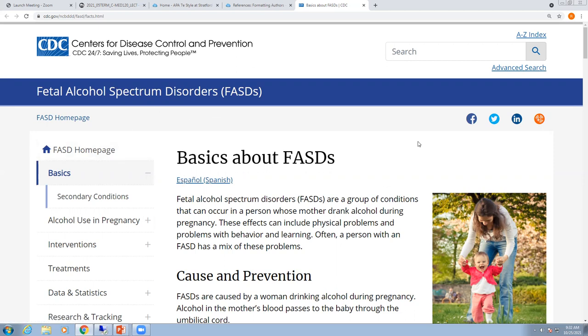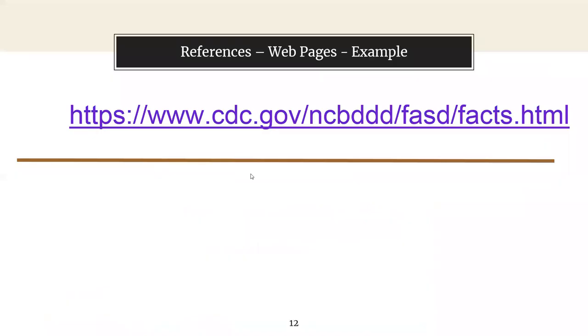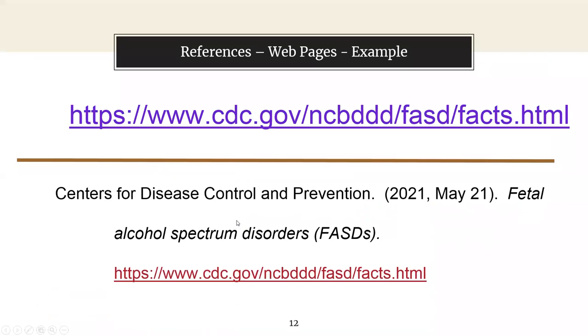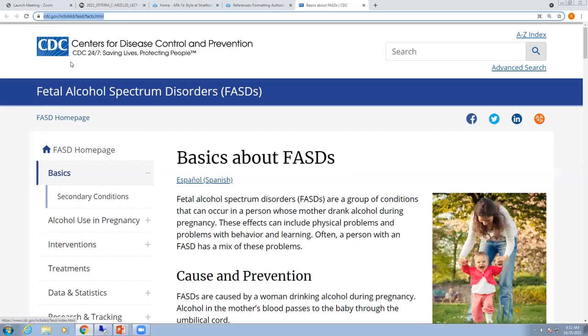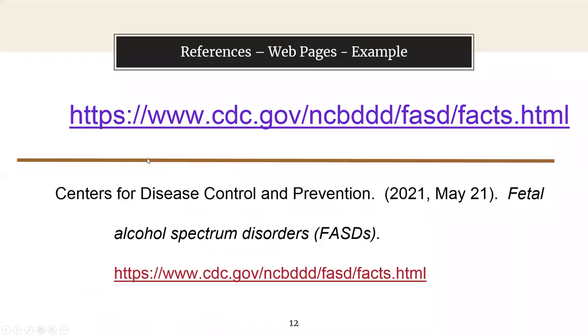Title of the, I think I put basics about FASDS, is the title of the webpage, or I might have put, I gotta look, I can't remember, fetal alcohol spectrum disorder, FASDS. Okay, so we've got our title of the webpage. This then would be the web address up here, because it brings you to the specific webpage. I used this right here as the title. That's what I thought. So this would be how your reference for a web page would look.